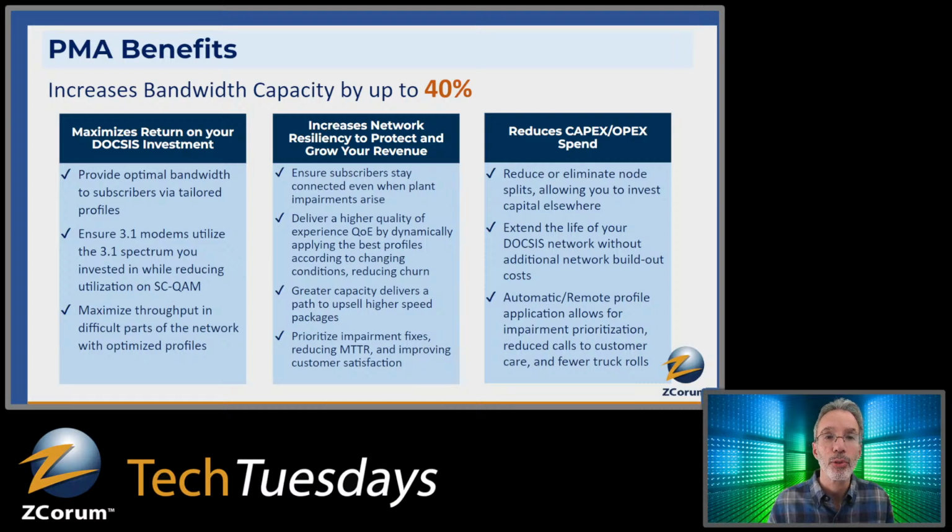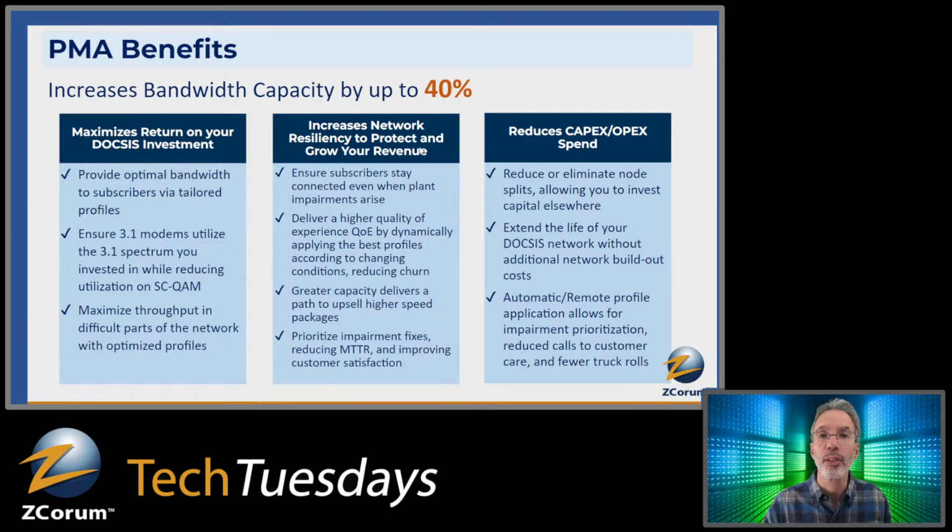Again, ensures 3.1 modems utilize the 3.1 spectrum while reducing utilization on SC-QAM. So you don't want those modems to drop down to your SC-QAM channels. Maximizing throughput in difficult parts of the network with optimized profiles. So as you've got different areas where there's, let's say, a bad area of noise, LTE ingress or something like that, it will avoid those areas, and it will get as many customers as it can up to the higher modulation profiles. And then in those areas, rather than dropping everybody down, it will have just a slice of customers that have to go to a more robust modulation.